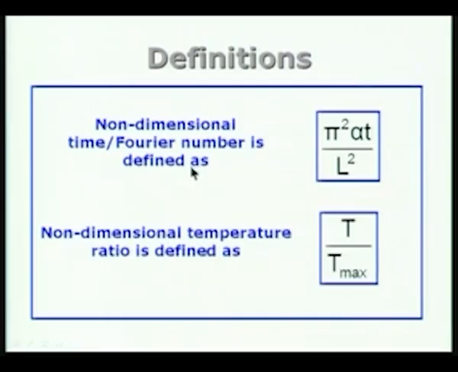One is the non-dimensional time, also referred to as the Fourier number, which is given by pi squared alpha, thermal diffusivity, multiplied by time divided by the square of the length, the thickness of the sample. And the non-dimensional temperature I am going to define as the temperature divided by the maximum temperature recorded from the back surface of the sample.